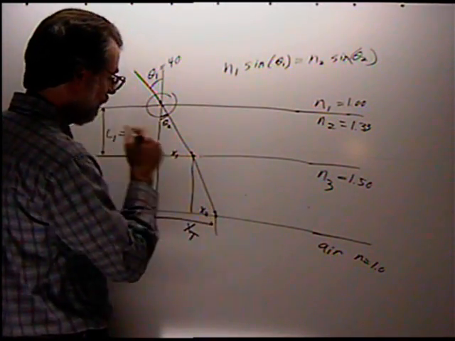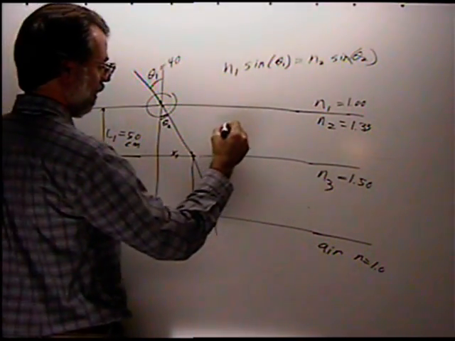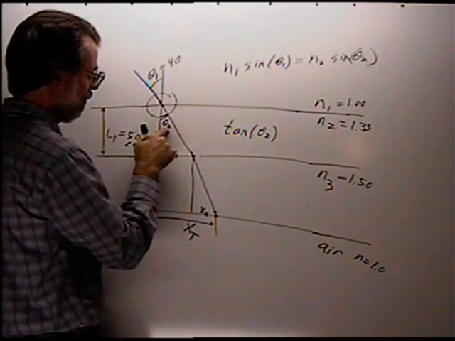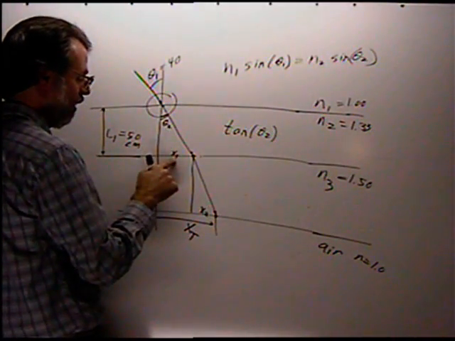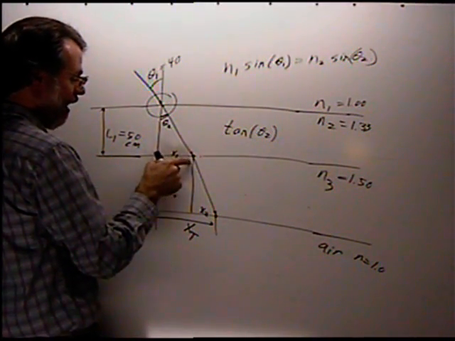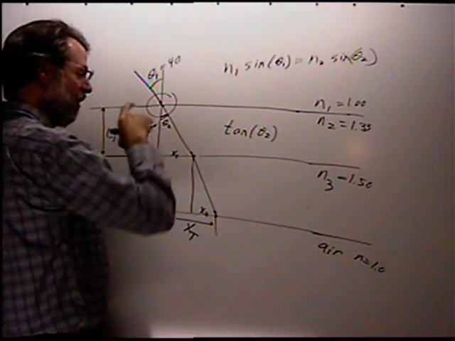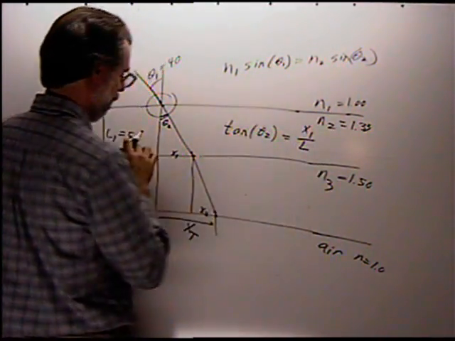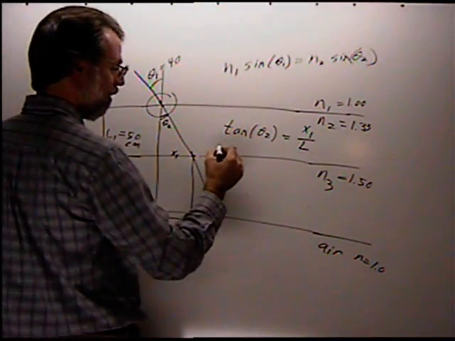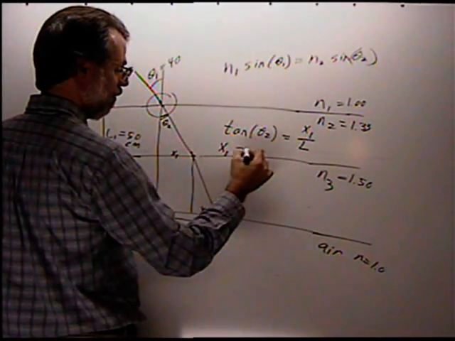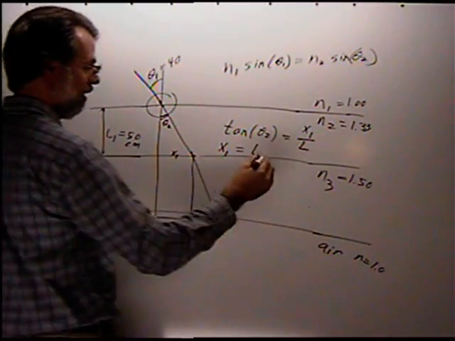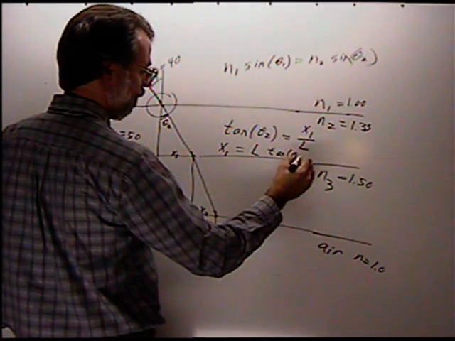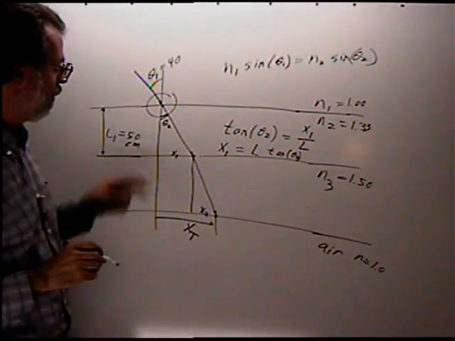Well, x1, think of it this way. The tangent of theta 2 is x1, the opposite over the adjacent. So it's x1 over L. Okay? So I can solve for x1. x1 is simply L, this length, times the tangent of theta 2. Okay? So this is how we do the ray tracing.